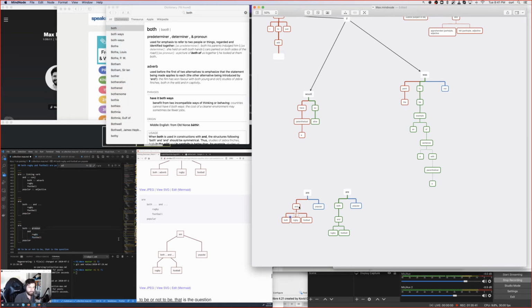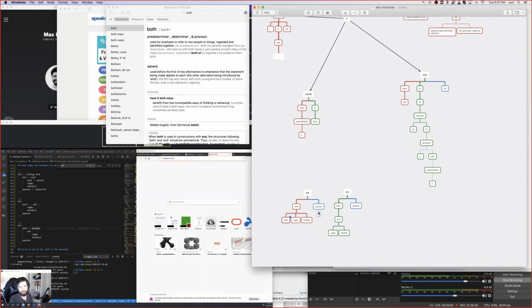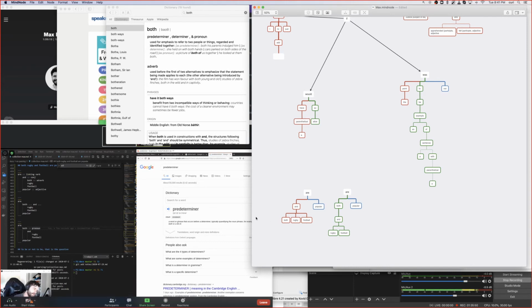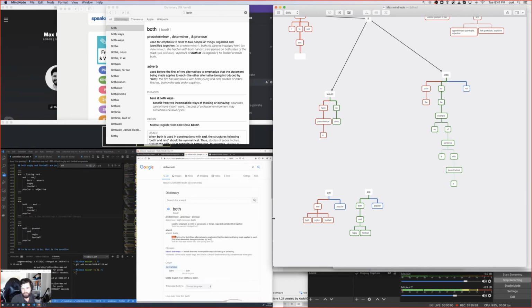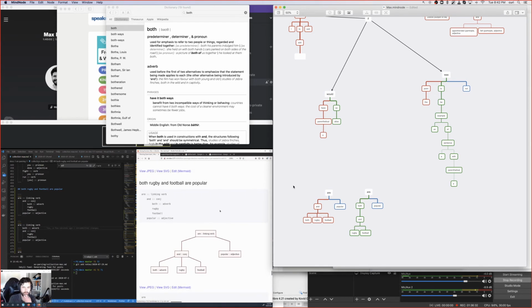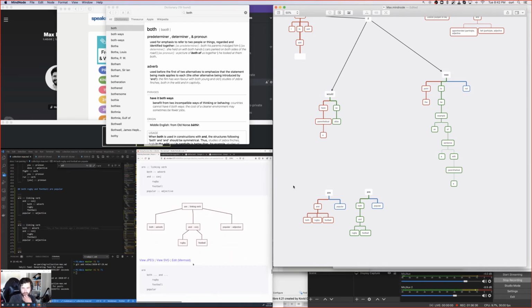Both is either modifying the group or leading into the group in some way, right? Yes. As an adverb, it says, used before the first of two alternatives to emphasize that the statement being made applies to each, so I went with adverb. If that's the case, does both work on the "and" or on the "are"? I feel like you could put it on the "are" as well, like both are. Yeah, I feel like this works.